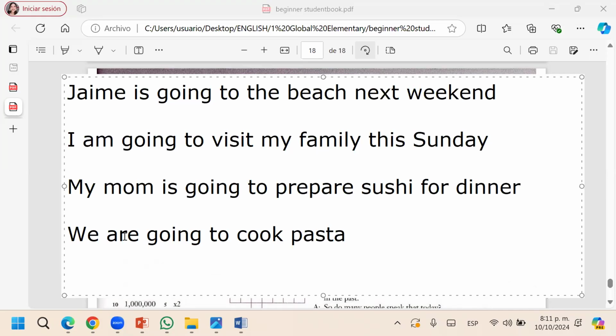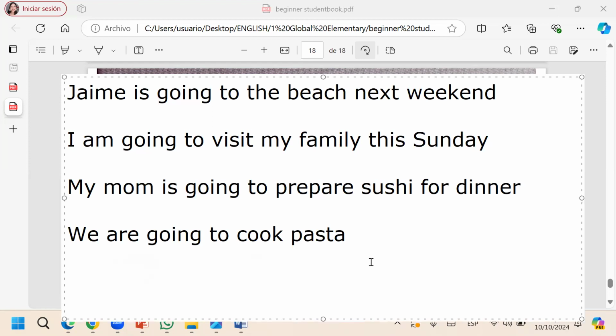Do you have any questions? ¿Tienen alguna duda con respecto a going to? Algo que quieran preguntar con going to. Pueden hacer positive sentences o negative, question. You can also make negative. También pueden decir lo que no van a hacer.